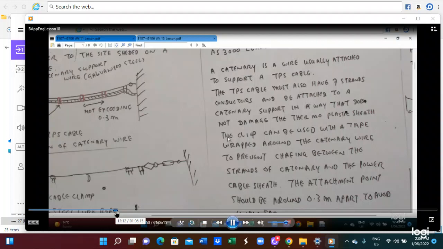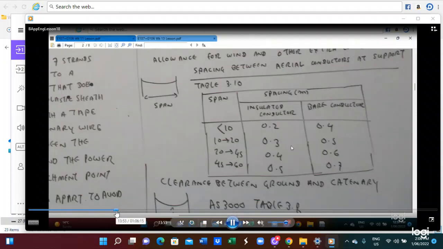This is for the spacing. When you are connecting the catenary wire to the spacing, it depends on the span and whether it is an insulated conductor or a bare conductor, and how to do the span. So you can see this page.